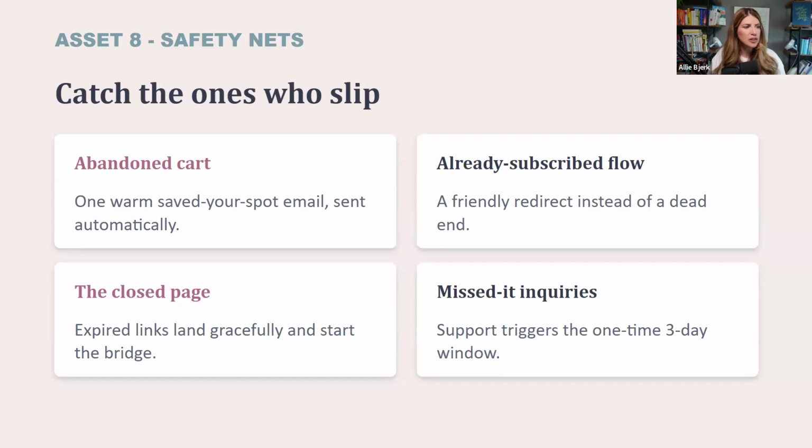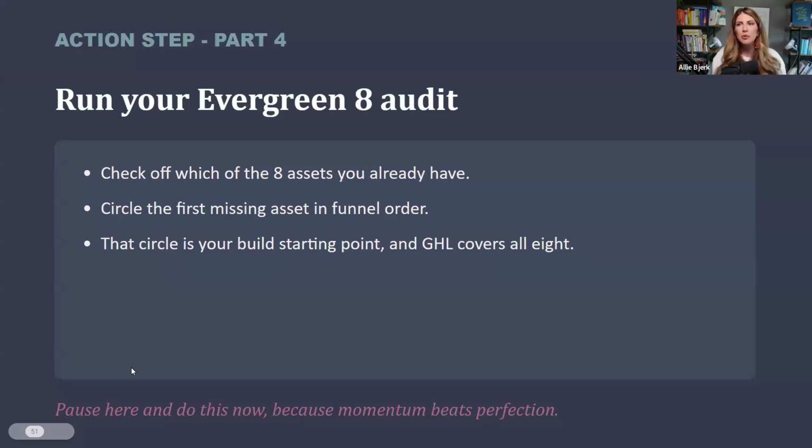Also, if there are missed-it inquiries, so support triggers, the one-time 3-day window. If somebody is like, oh my gosh, I really wanted to sign up, but I missed the window, and they're reaching out to you personally, you can decide if you're going to give them a link to a different webinar or a different sales page that's only for people who have emailed personally and want to jump in. Maybe you give them some type of 3-day window: hey, I created a special link for you because you emailed me. You can go sign up here, but this link will expire in 72 hours. It's kind of a happy hybrid medium of, I wasn't able to sign up on the training, but I still want to commit.